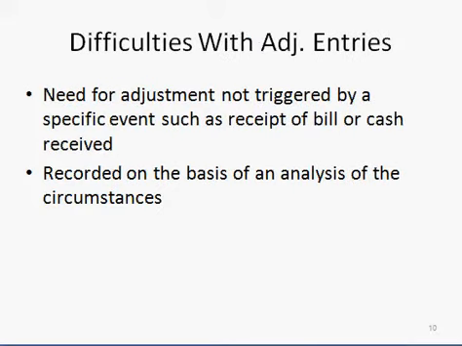Okay. The difficulty with adjusting entries, and why students really struggle with these, is because the need for the adjustment isn't triggered by a specific event. So you don't get a receipt, or you don't get a bill, or you don't get cash. There's nothing that triggers this event. And it's recorded on the basis of an analysis of the circumstances. So you basically have to look at what's going on and what you know about your business and figure out what adjusting entries have to be made.